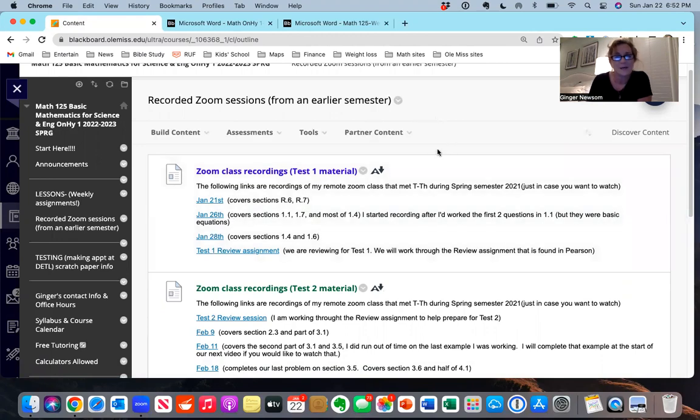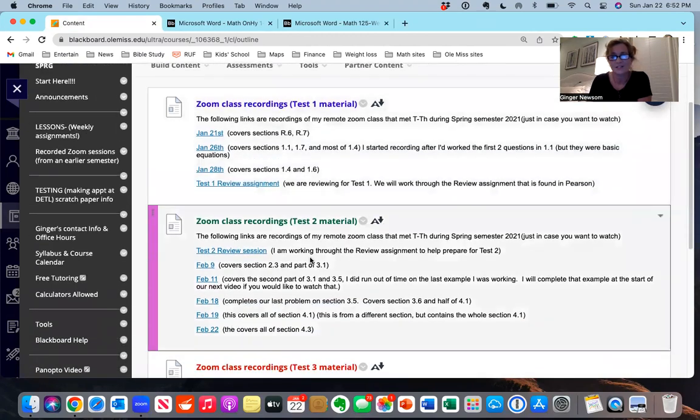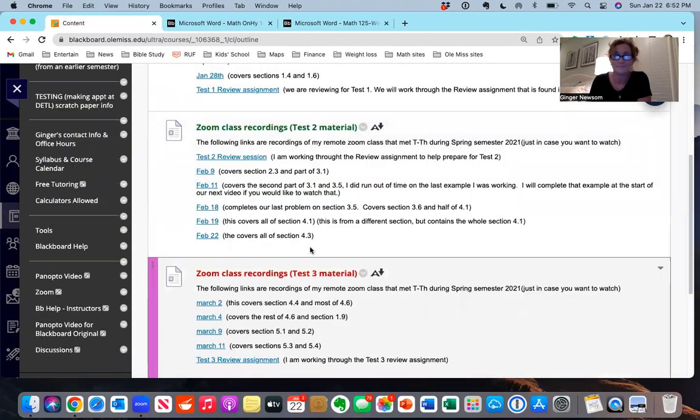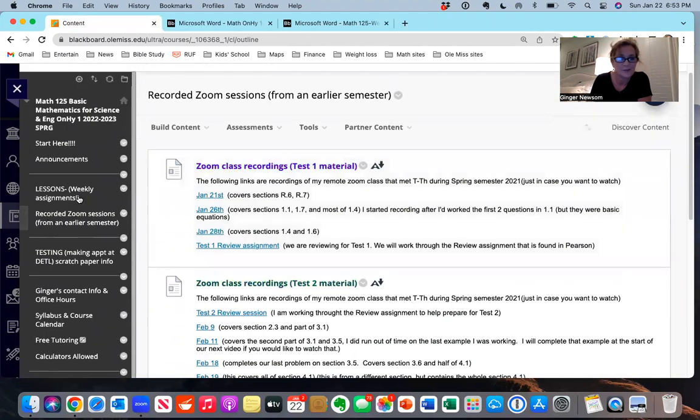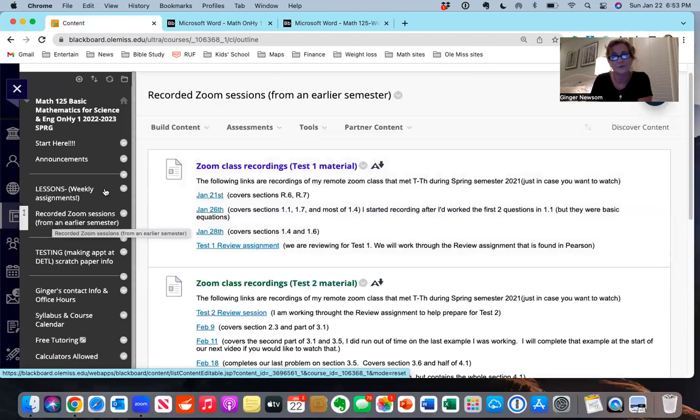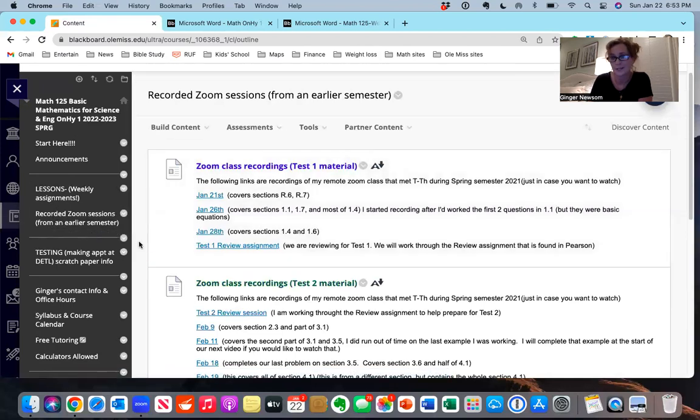Okay, and I have these for each test. Okay, once again, you can access those over here on the tab bar. Lessons is where you go to the material week by week, and then these are the recorded Zoom sessions if you want to look at those.